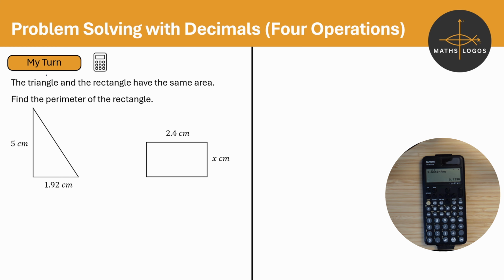Okay, here's our next example. It's my turn, so I'm going to do this question first, and then I'm going to give you one to do that's similar to it. It's also a calculator question. The triangle and the rectangle have the same area. Find the perimeter of the rectangle.